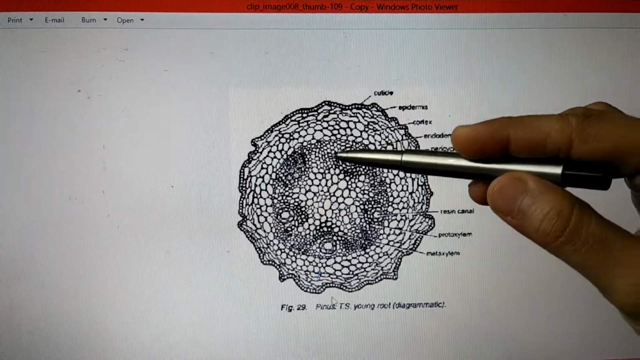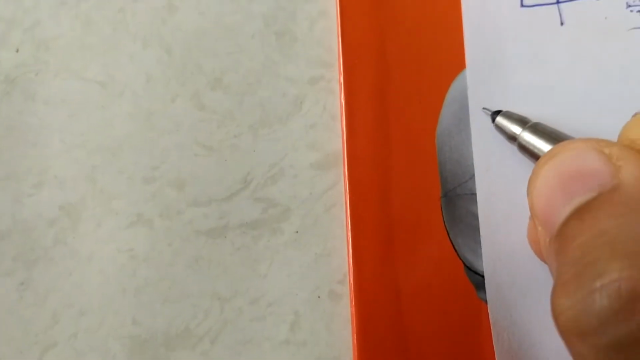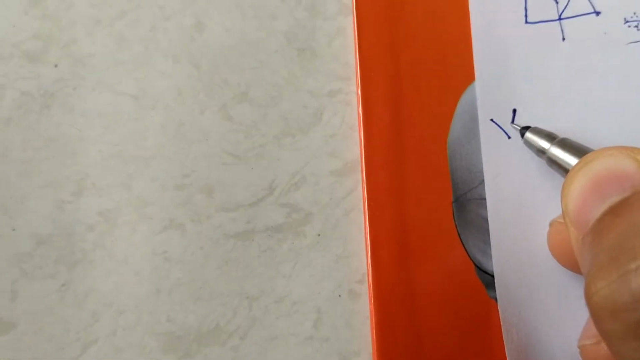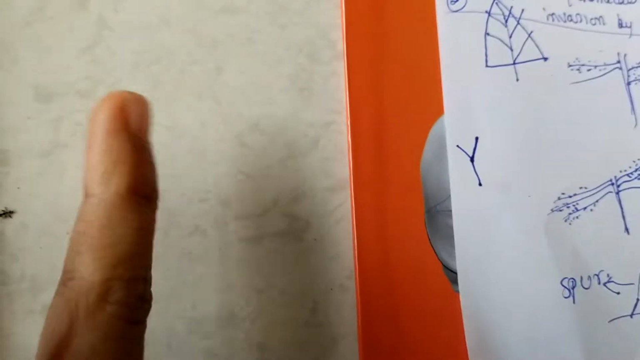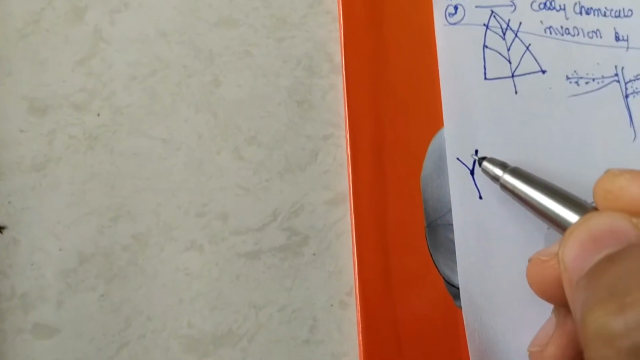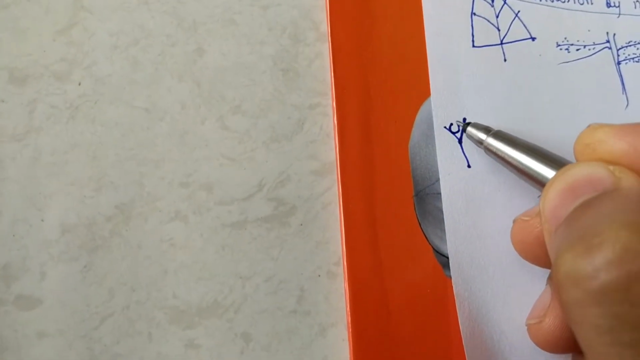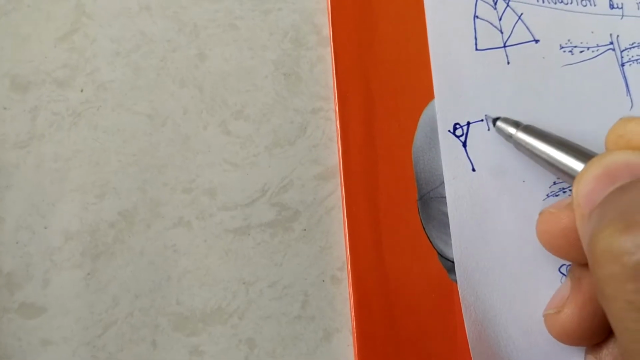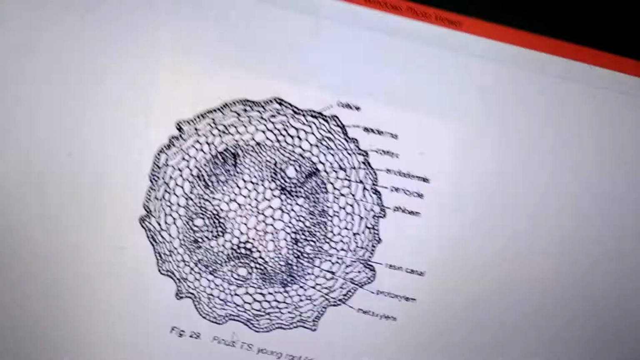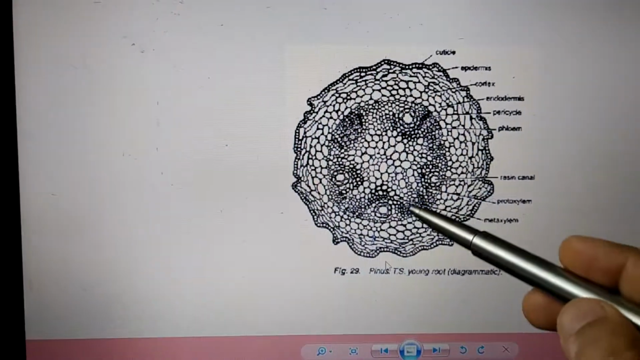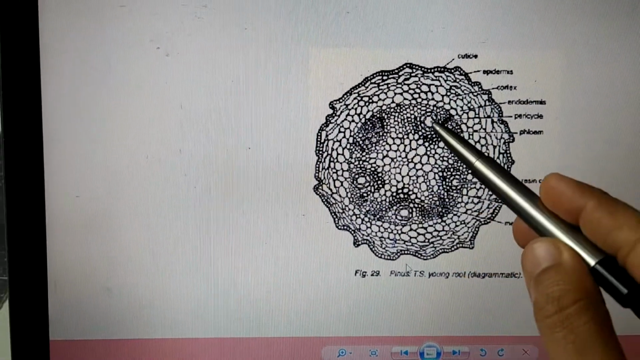Now this protoxylem is going to bifurcate. It is going to appear somewhat like this. This protoxylem is going to bifurcate and form a Y-shaped structure. At the center of this Y shape, it is going to have a canal. This canal is called a resin canal. So we can make out here these are the resin canals.